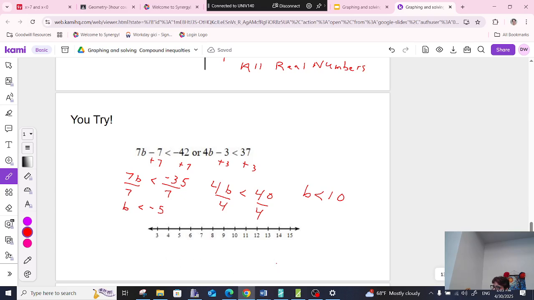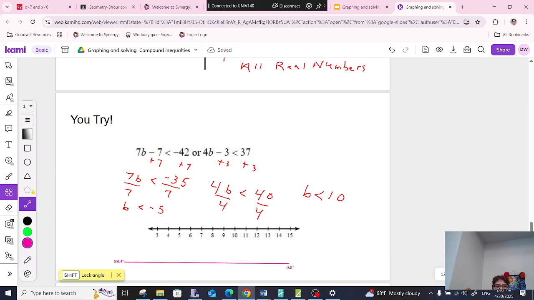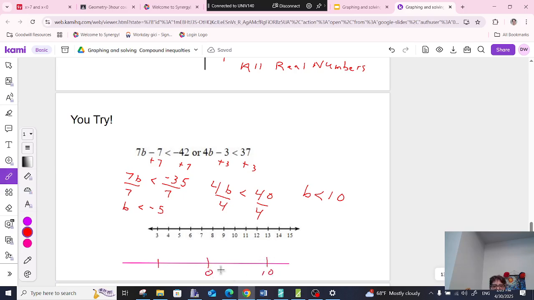I'm going to draw a number line. Actually, I can draw this a little neater. There we go. So I'm just going to call this 0 here, and somewhere around here 10, and somewhere around here -5. Okay? And then it's going to be less than -5, and that'd be open, and it'd be this way.